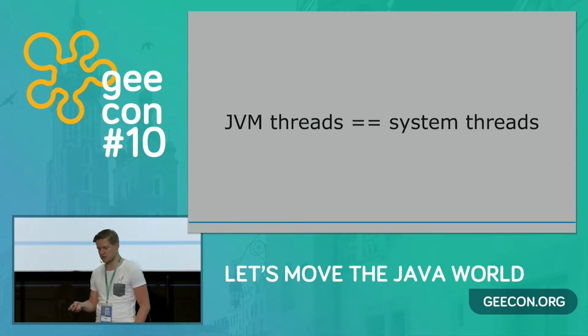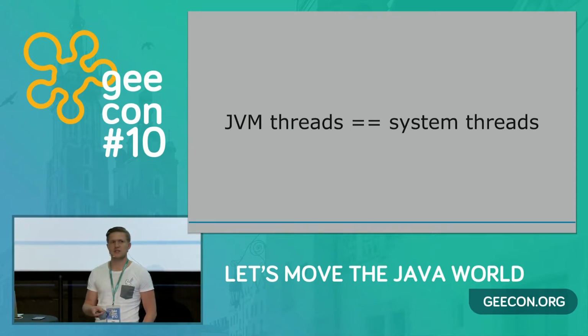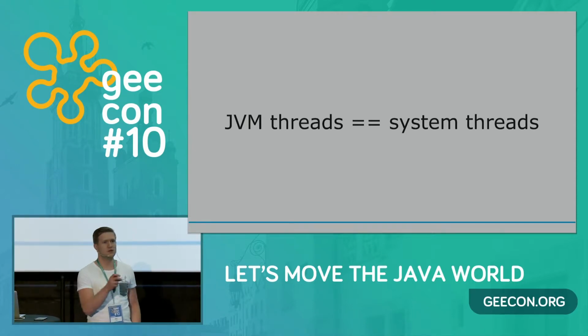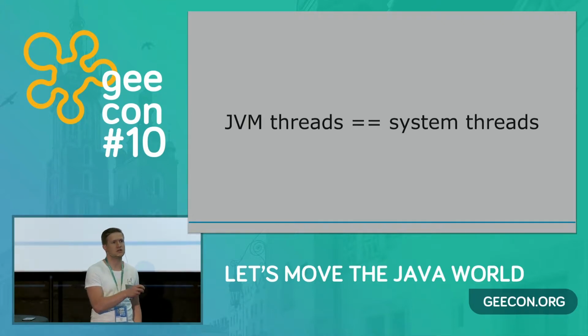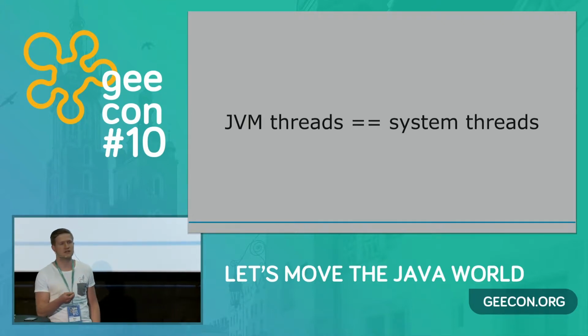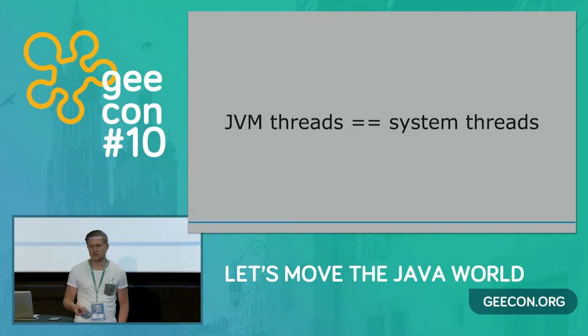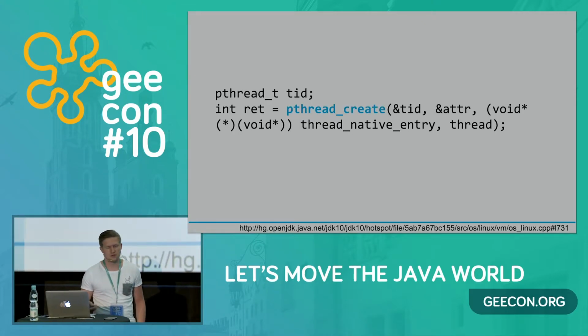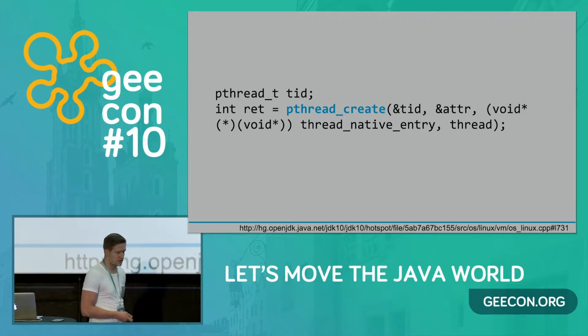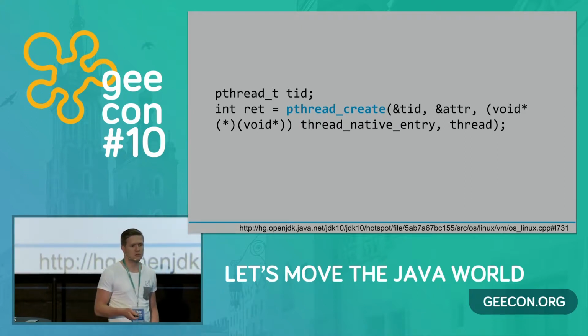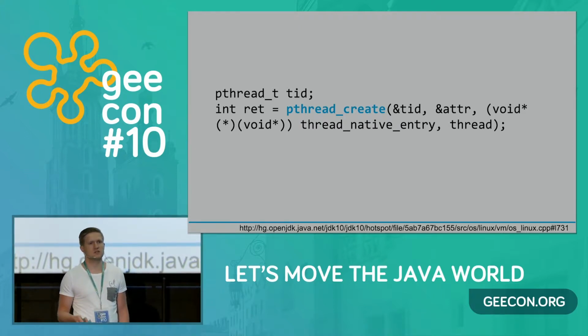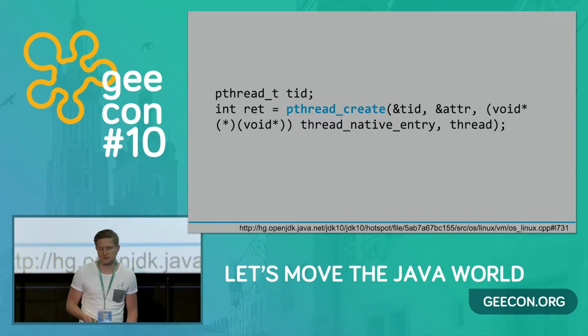Whenever the JVM tries to create a new thread, it goes to the operating system and asks, hey, can you create a new thread for me and give it to me? And then I'm going to run my code inside of it. If you don't trust me, you can see it in the OpenJDK code. We actually call the pthread_create function in there to create a new thread.